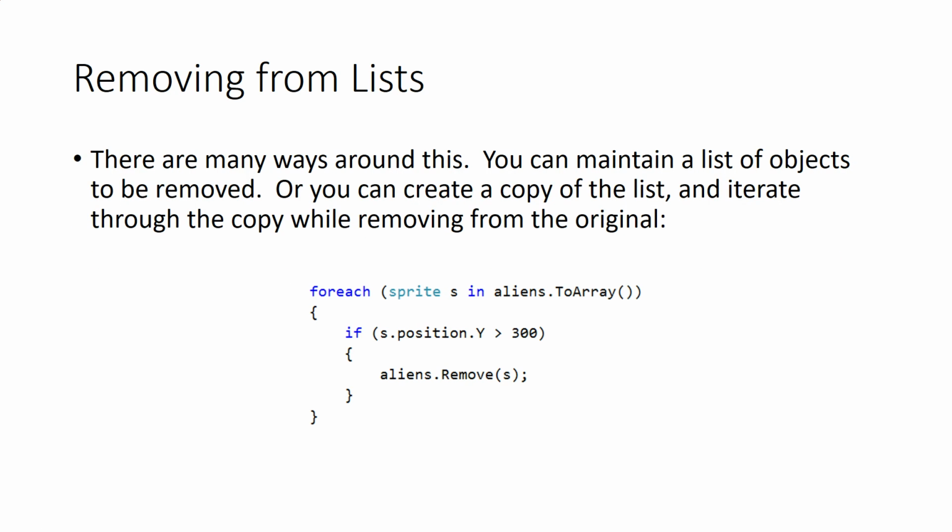There's a bunch of ways around it. You can maintain a list of objects to be removed. So as you're looping through, you can say whether to remove each one or not, and if you do, add it to this kill list. And then once you're finished, you go through the kill list and remove them from the original list. Or you can create a copy of the list and loop through one list while removing from the other list. So like this, for instance, you can take the alien list, turn it into an array, and then loop through the array instead of the list, and then just remove, because it's a reference to the same object. You could remove that object from the list instead of from the array.